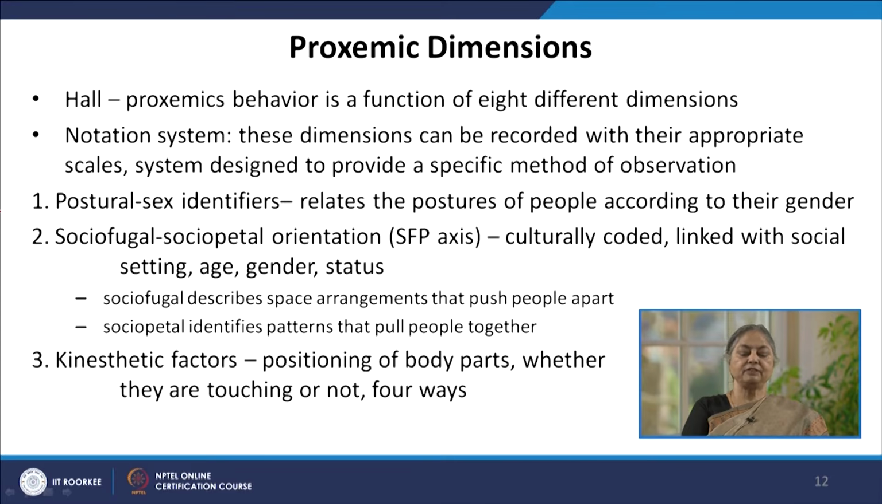The second dimension he has talked about is the SFP axis, or the sociofugal or sociopetal orientation. It is also culturally coded and it is also linked with our age, gender, status as well as the social situation. Sociofugal describes those space arrangements that push people apart, away from each other, and sociopetal space arrangements are those arrangements which are based on those patterns which pull people together.